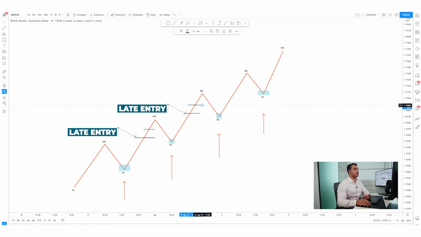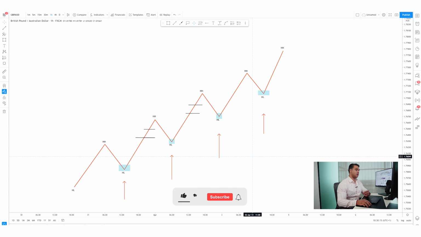Now, the thing is, it's not wrong entering the trade here, but what you have to understand, and this is where we're going to go on to the box technique here, is that if the market is trending up, taking a buy is correct. So that's part of a confluence.